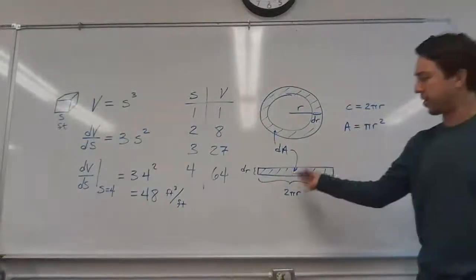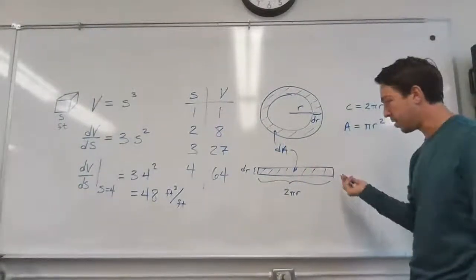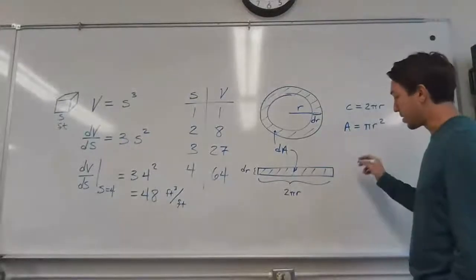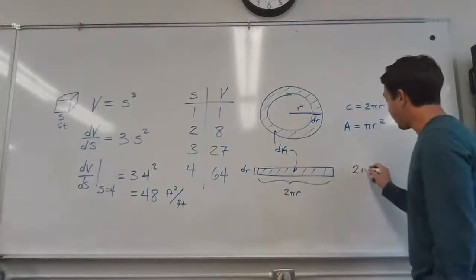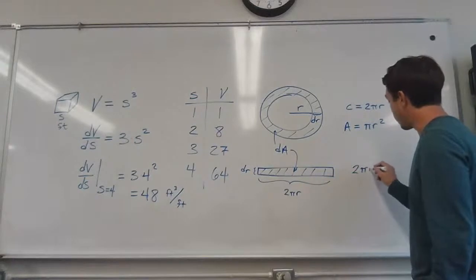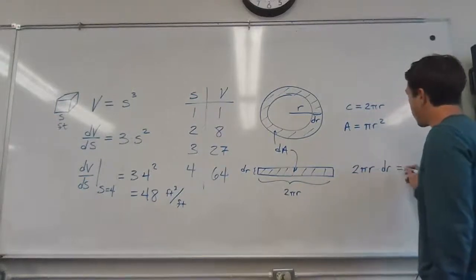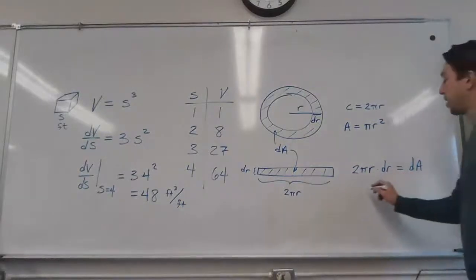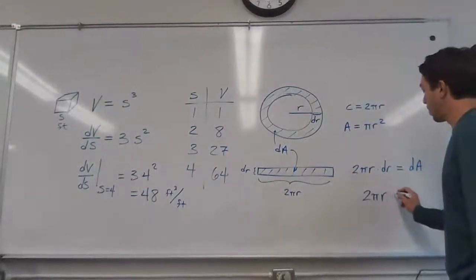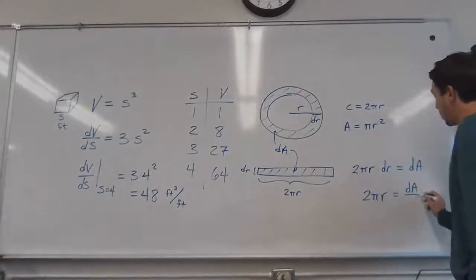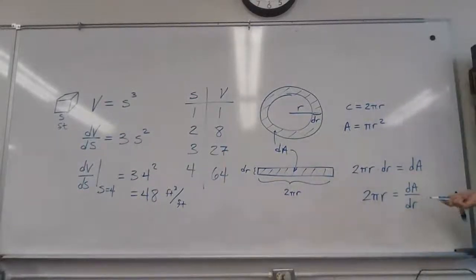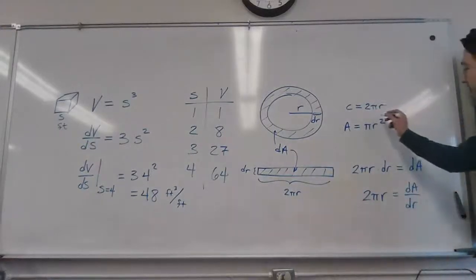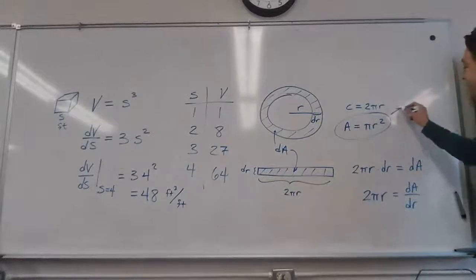So now what's the relationship here? I go back to basics and say, well, it's a really thin rectangle. So I can say that 2 pi r times dr is equal to dA. Move that down there. Now if you're thinking, well, wait a second, all I did was use my calculus rules and go like this. Yeah, that's all you had to do.